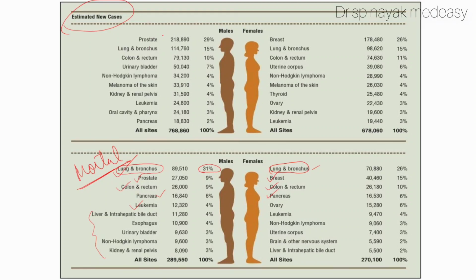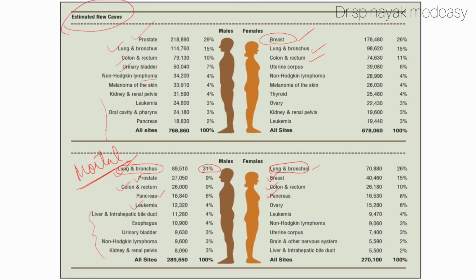In males, you see, prostate cancer is more prevalent, and then lung cancer, and then colon, urinary bladder, lymphoma, leukemia, and all other cancers come after the fifth and sixth stage. And in females, breast cancer stands first, on the top. Most prevalent female cases are breast cancer, and then lung cancer, colon, and you can see the data. So these are some epidemiological data which we have to understand.